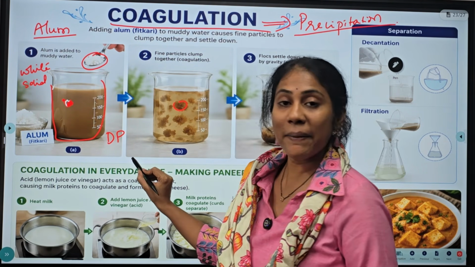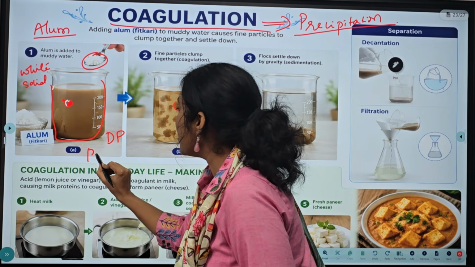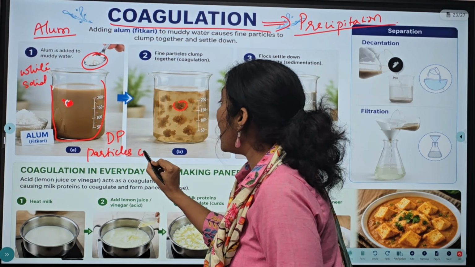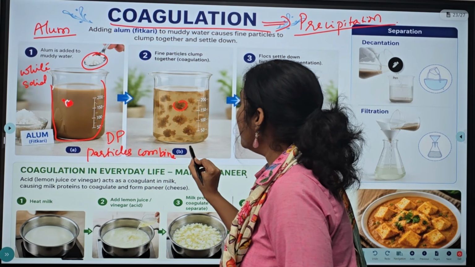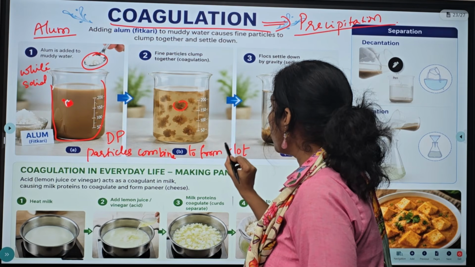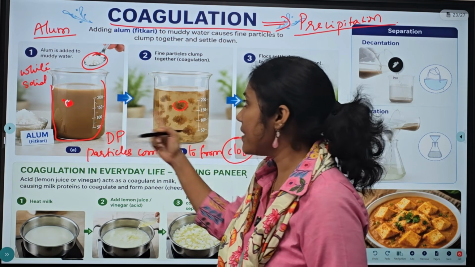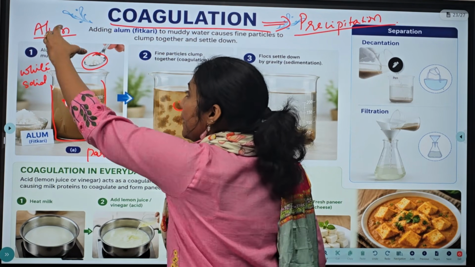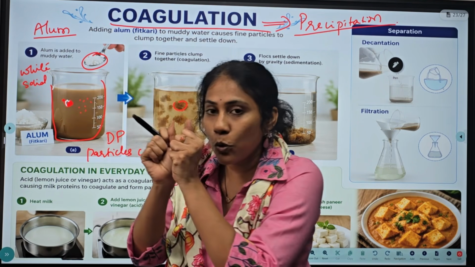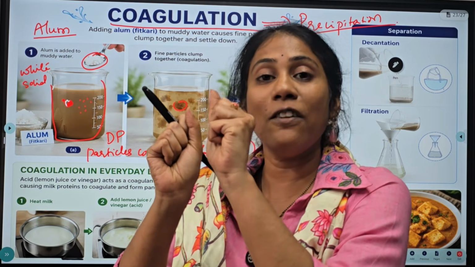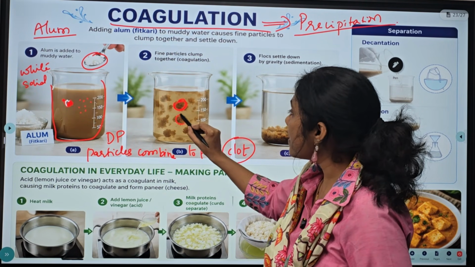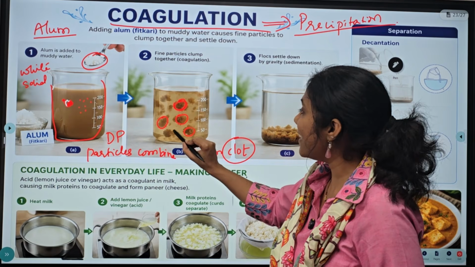DP means dispersion phase. Dispersion phase particles combine to form clots. So who is making these clots? Alum. Alum is making all the dispersion phase particles come closer and form a clot. See here, this is one clot, this is one clot, this is one clot. Like this, clots are formed.